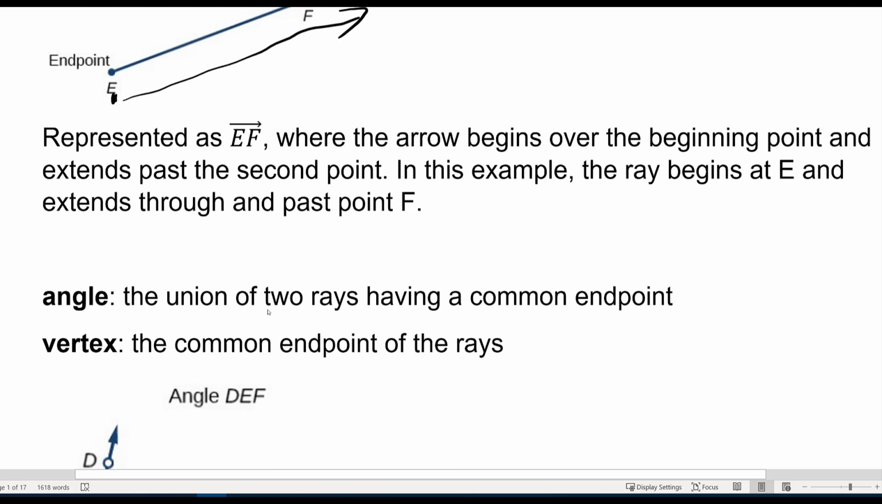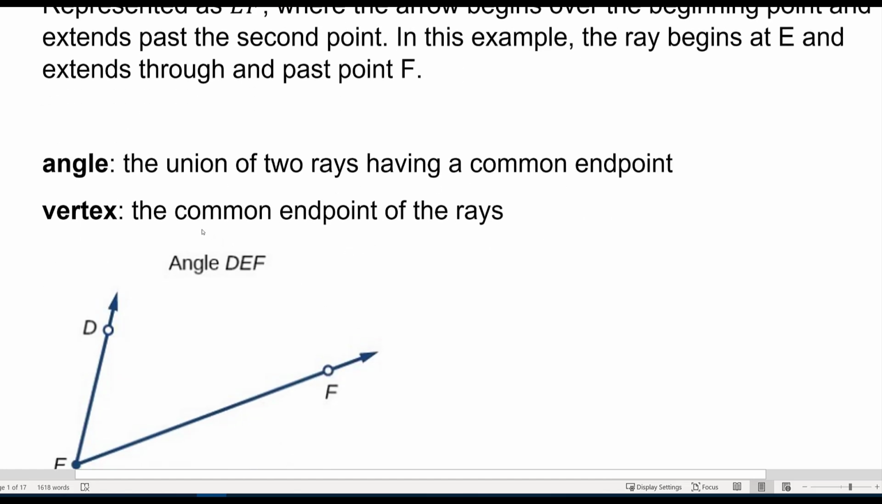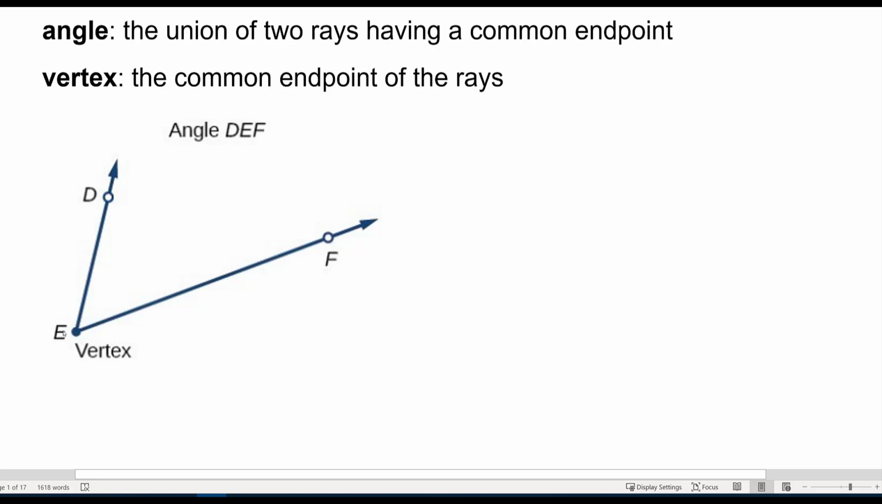An angle is the union of two rays having a common endpoint. A vertex is the common endpoint. So here we have two rays with a common endpoint, this vertex here. So you've got the two rays.